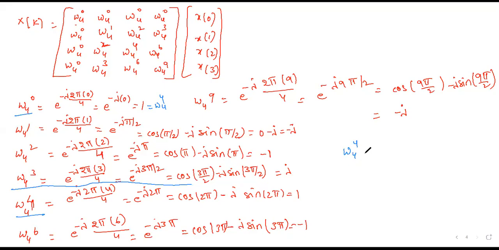The periodicity property that follows here is omega n power n is equal to omega n power n plus n. That is, suppose there is omega 4 power 6, this should be equal to omega 4 power 4 plus 2, that is equal to omega 4 power 2. That is how.